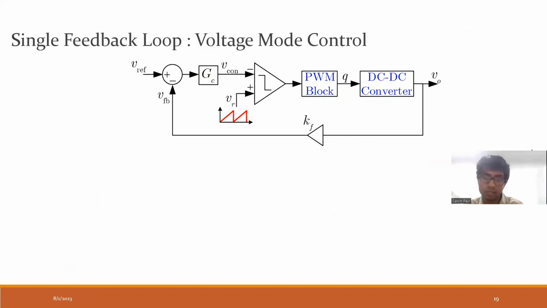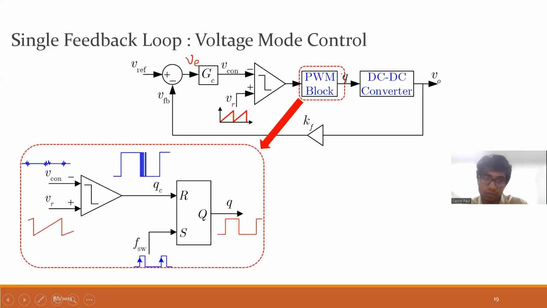So this is the logic. There is a DC-DC converter. It generates an output voltage that is sensed by some resistor divider or some sensing technique, and it is scaled down to VFB. It's compared to the reference value, and that will generate an error signal. That error signal passes through a controller, and this will generate a control signal. That control signal will be compared with this ramp, which is generated, and that will pass to the PWM block, and it will generate the gates.